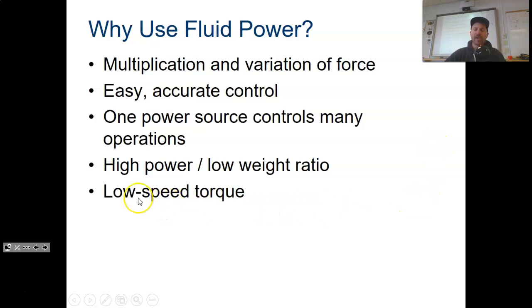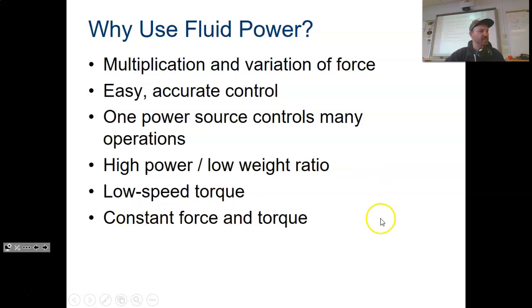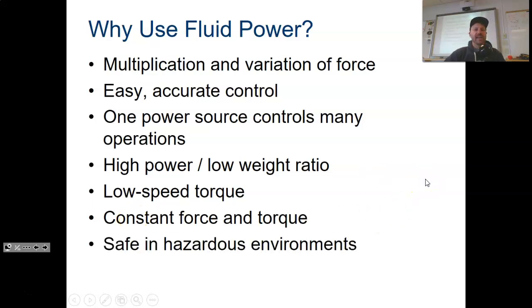Low speed torque, I'll explain what that means. You can use hydraulics to turn in a circle, which is interesting. I've always wondered, how do they hook on a bobcat a brush that keeps going in a circle? Or how do you hook a drill up to it and make a drill keep going? That didn't make sense to me, but now it totally does. But how do you get things that move really slow to have lots of power, lots of force? Constant force and torque. And it can be safe in hazardous environments.